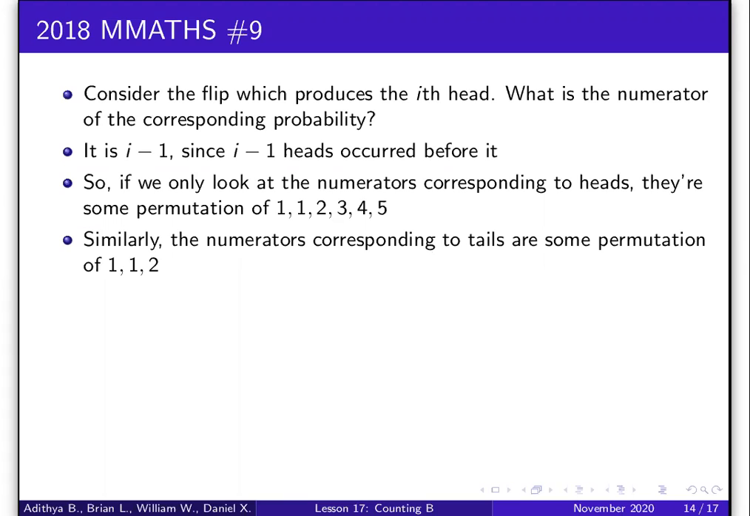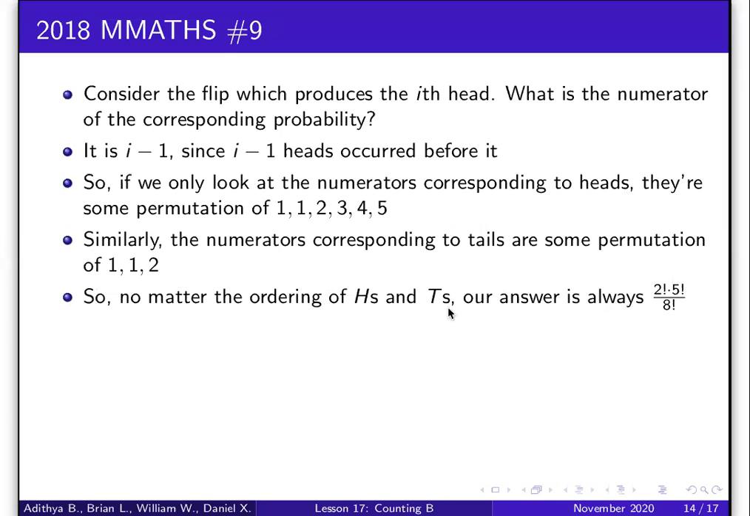So once we consider the product of all 9 fractions, what we're going to get is actually some permutation of the numbers 1, 1, 2, 1, 1, 2, 3, 4, 5, and then all over 8 factorial over 2. In other words, no matter the ordering of the heads and tails, our answer is always going to be 2 factorial times 5 factorial over 8 factorial over 2 at the bottom. We're missing a factor of 2.